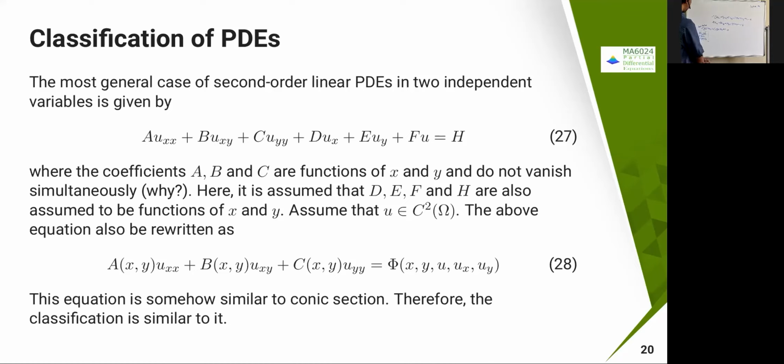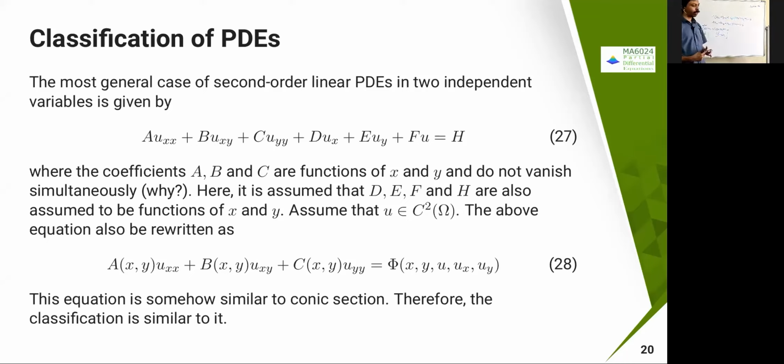For each point, I'm going to classify whether it is parabolic, elliptic, or hyperbolic, depending on the constant b² minus 4ac, the discriminant we used to find. Depending on the discriminant, we say whether it is a parabola, hyperbola, or elliptic. Note that A, B, and C should not be 0 simultaneously. If they are simultaneously 0, this is not a second order linear PDE; it becomes a first order linear PDE.